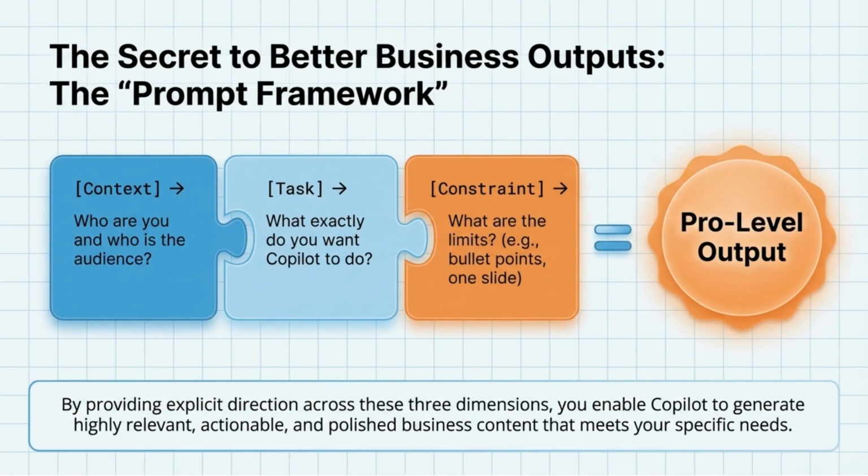We use a simple but powerful framework: context, task, and constraint. First, define who you are and who the audience is. Then clearly state what you want Copilot to do. And finally, set boundaries, format, length, or structure. This is what converts a basic output into a professional business deliverable.